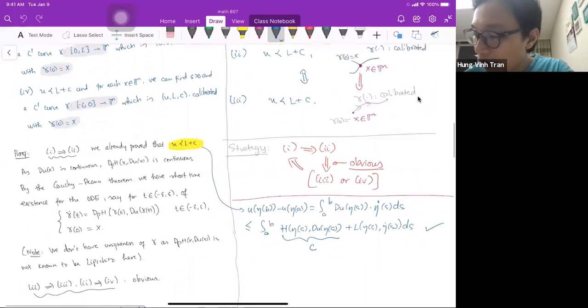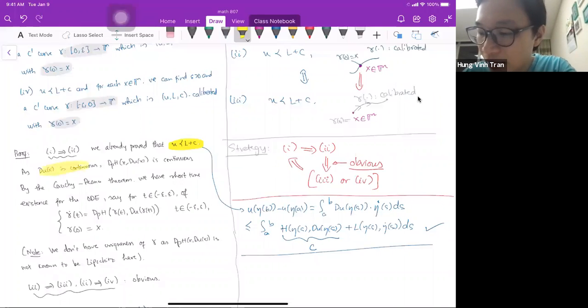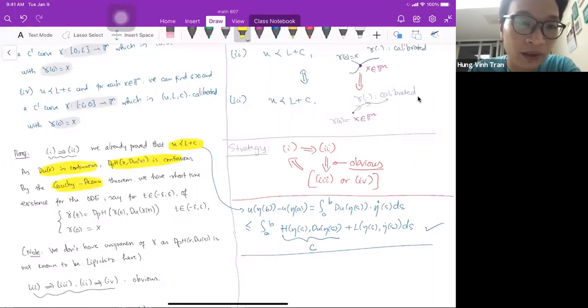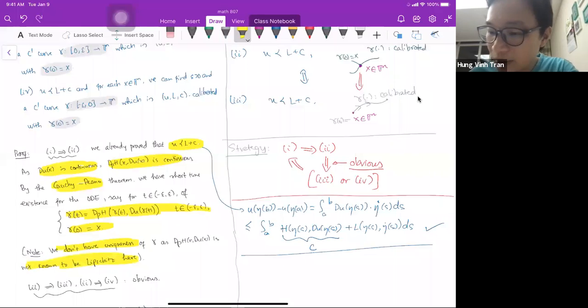Now the second part, I just mentioned it, and we have proved it. We say that du is continuous, and then dpx of du is continuous as well. Then by the Cauchy-Peano theorem, Cauchy or Peano depending on context, you have short time existence of the ODE. So you can define this ODE for short time. And again, I recall that we don't have uniqueness here because it's not known to be Lipschitz.